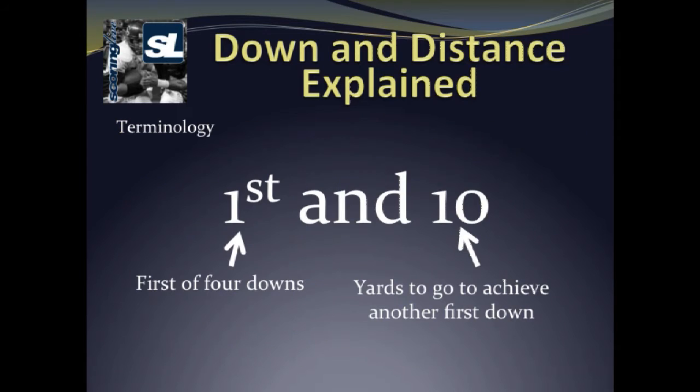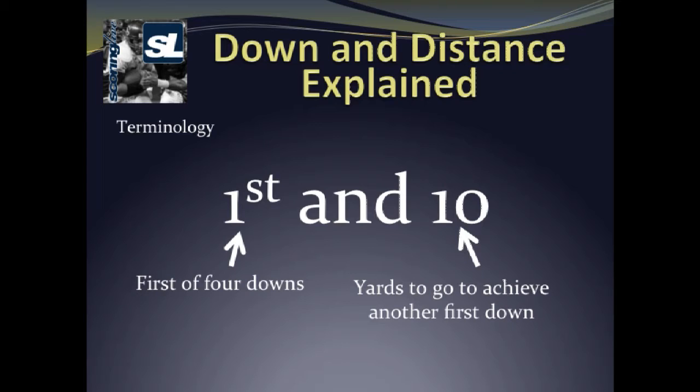1st and 10. That's the classic terminology. First means first of 4 downs, and 10 means 10 yards to go to achieve another first down. So that's what it means by 1st and 10, or 2nd and 9, 3rd and 8.